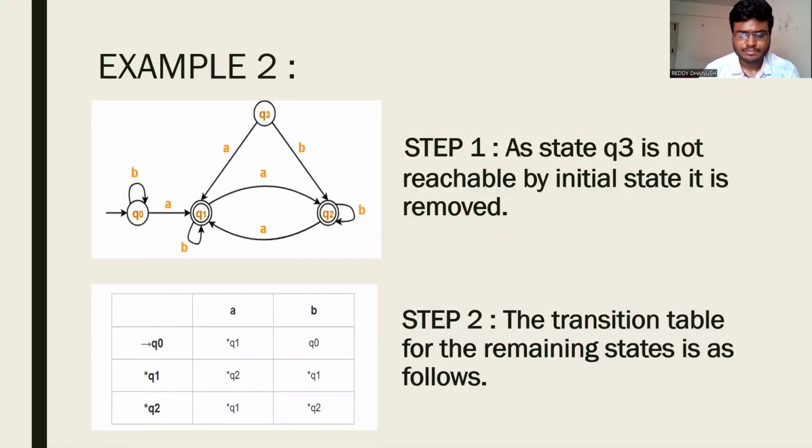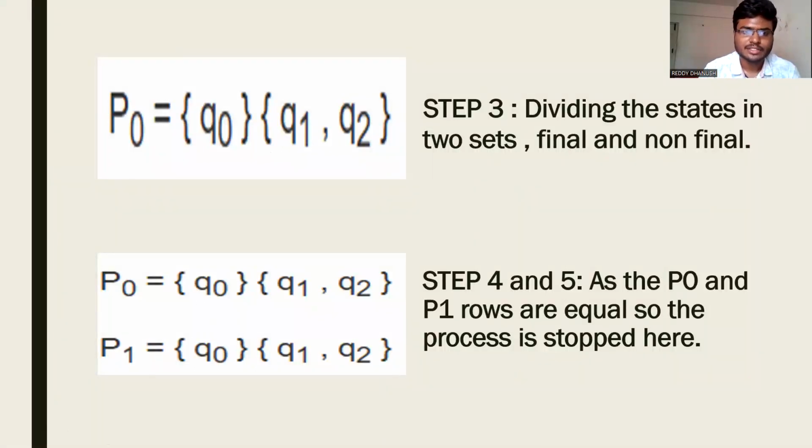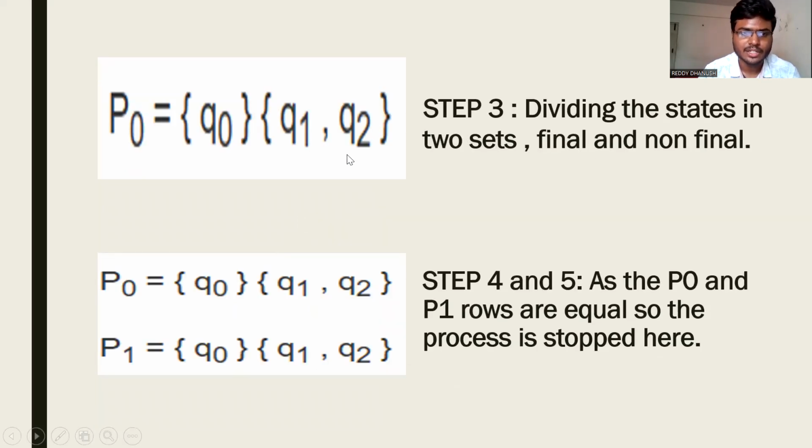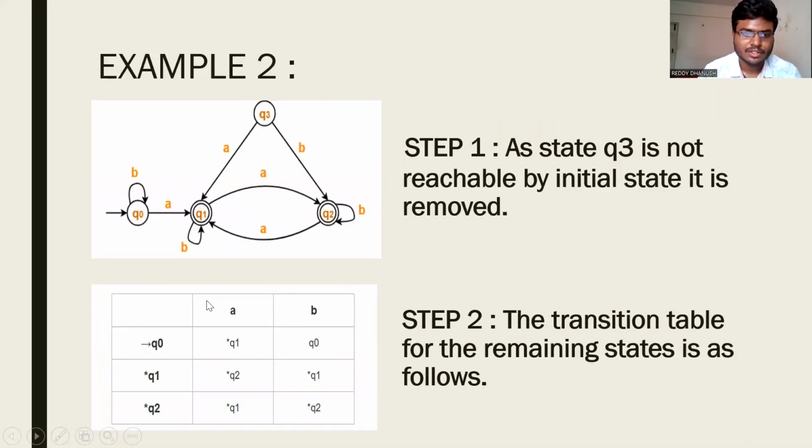In step 3, we are dividing these states into two sets, one containing the set of non-final states and another containing the set of final states. Here, Q0 is the initial state, that is a non-final state. Q1 and Q2 are final states, so they are made into a set here. And when we check for step 4, here Q1 and Q2 on getting input A, go to Q2 and Q1, and on getting input B, go to Q1, Q2. So these two form a set.